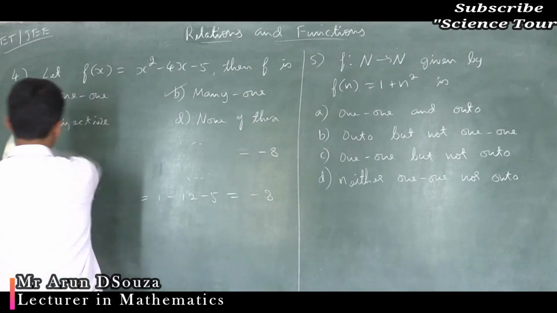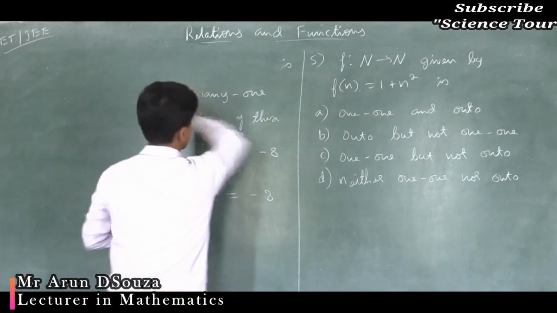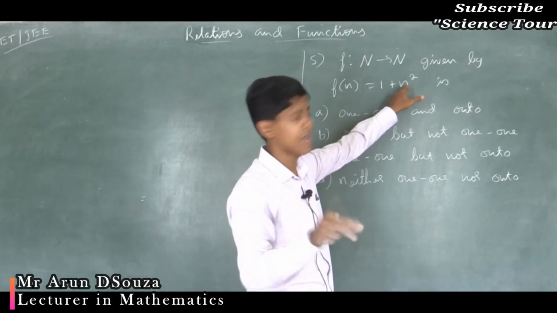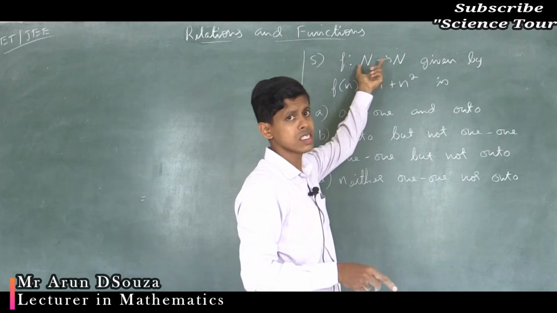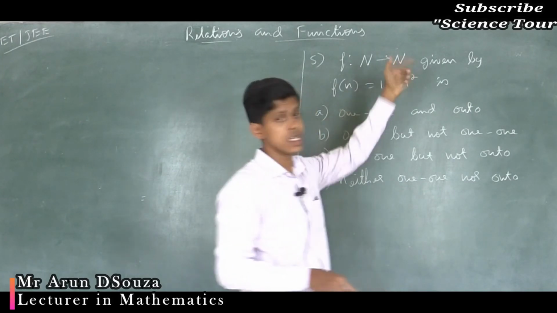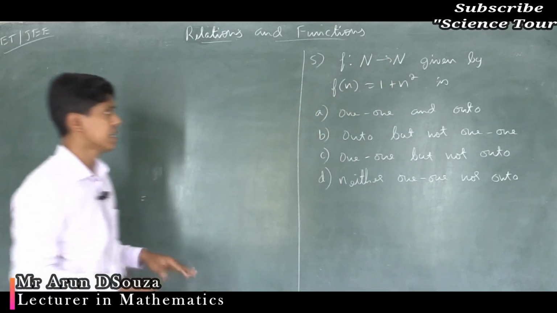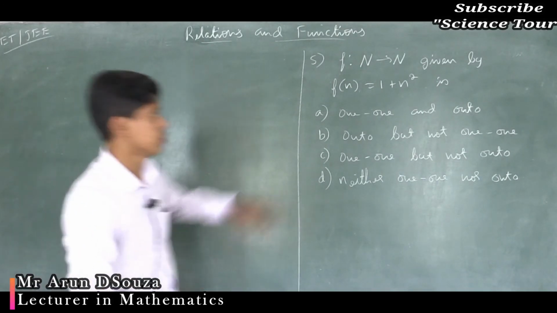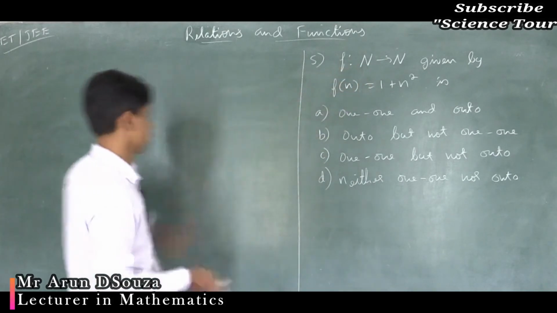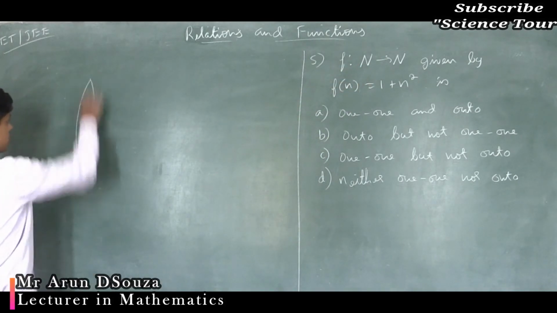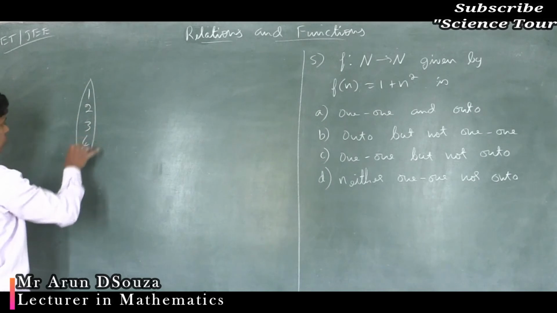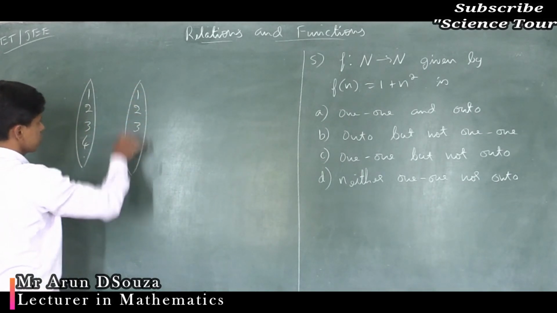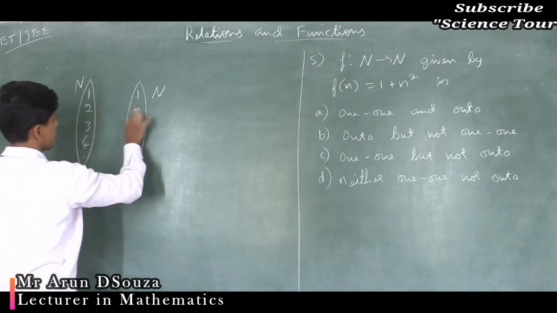In the 5th question, you have got a function where you have 1 plus n square, and this is defined on the set of natural numbers, and the codomain is also set of natural numbers. Hence it is very easy to understand, because you have the natural numbers and those are counting numbers. You can take the examples of 1, 2, 3, 4 and so on, and then the codomain is also the same set of natural numbers.